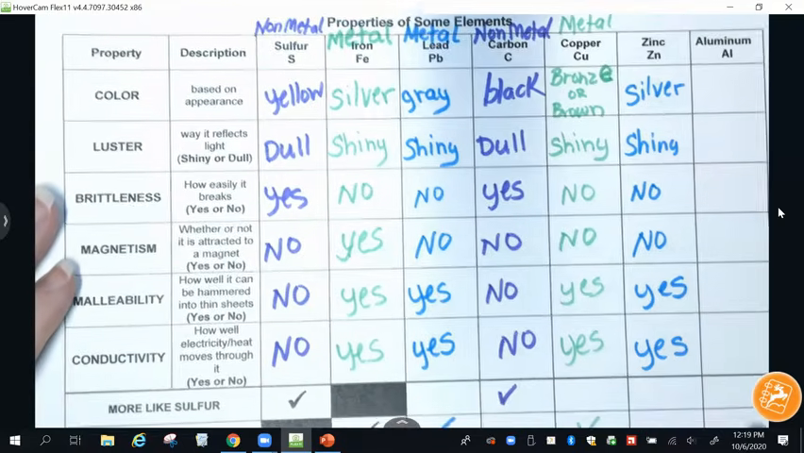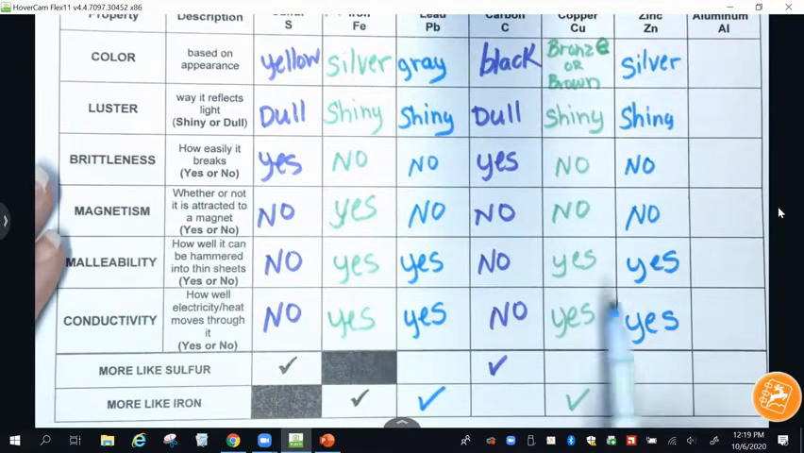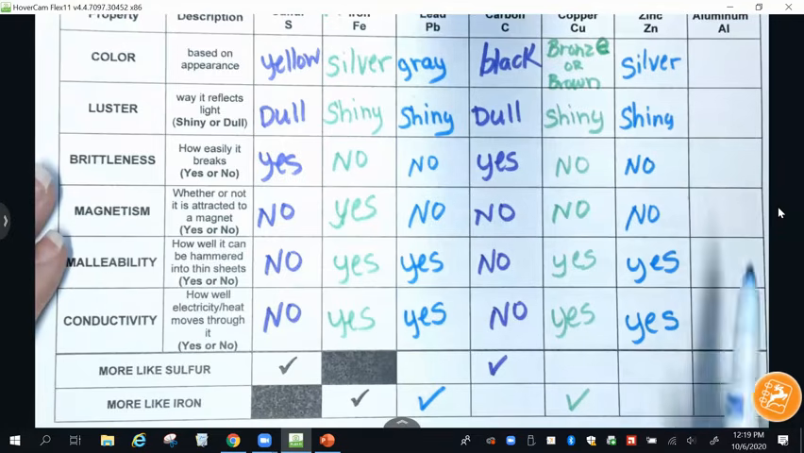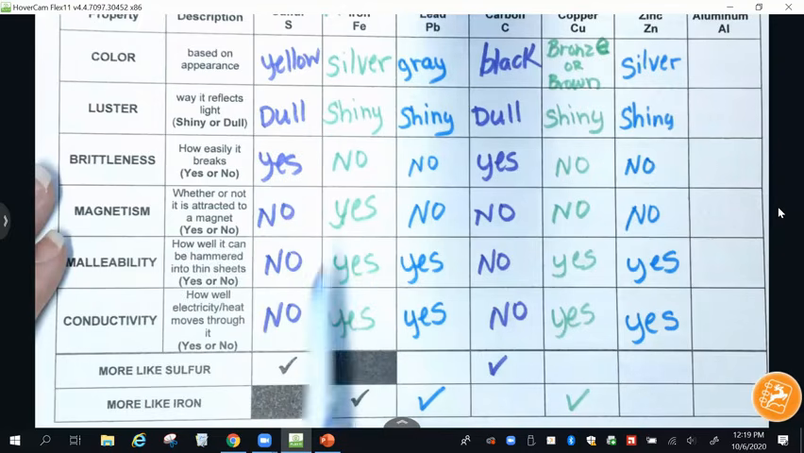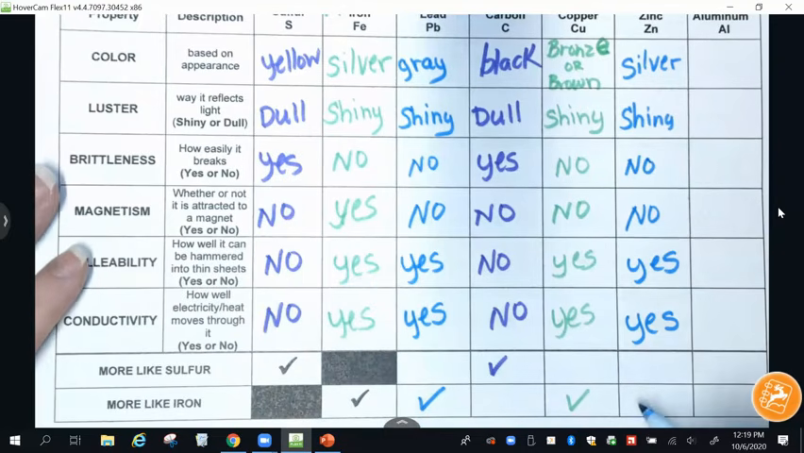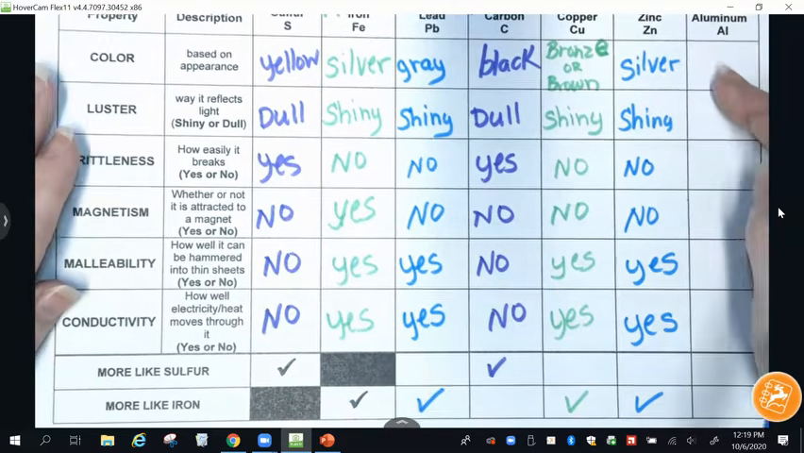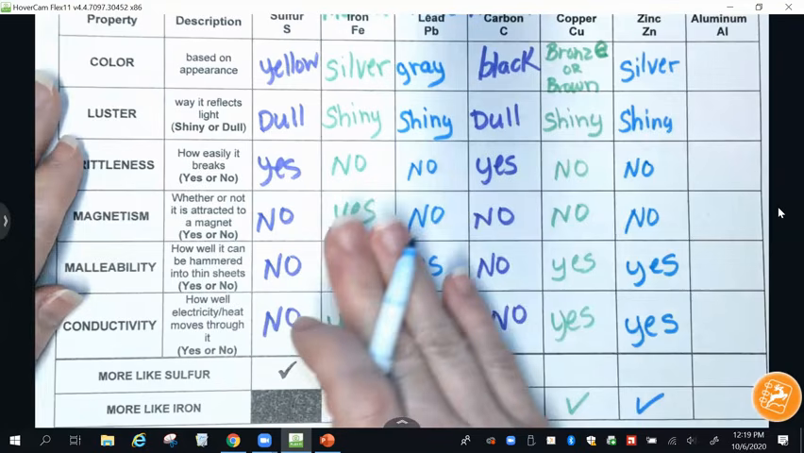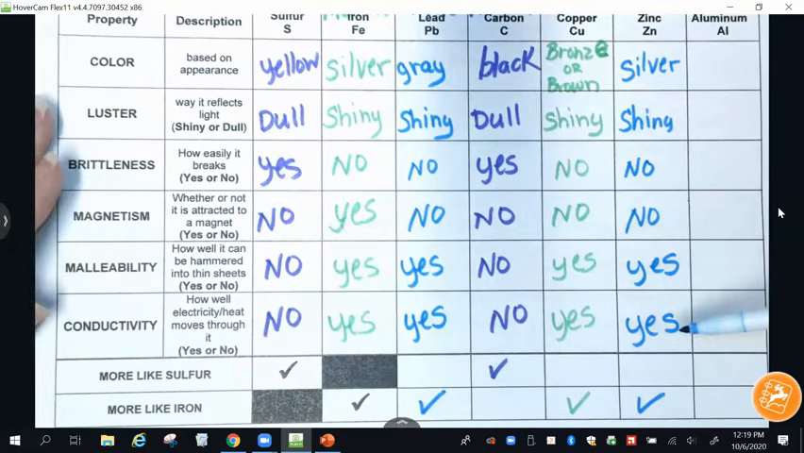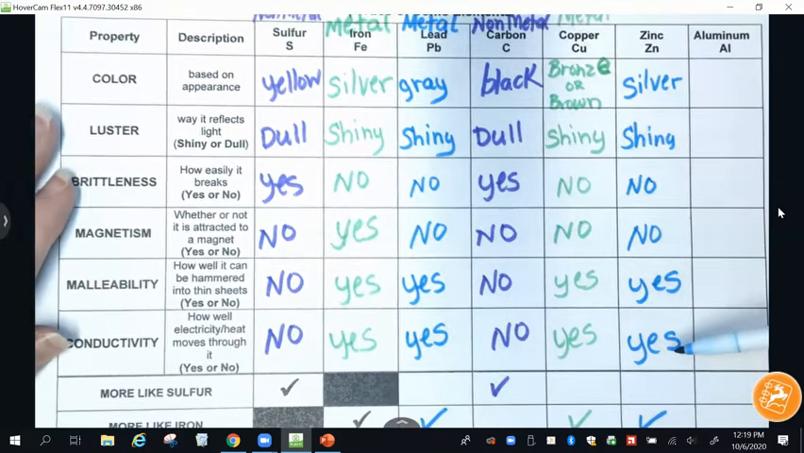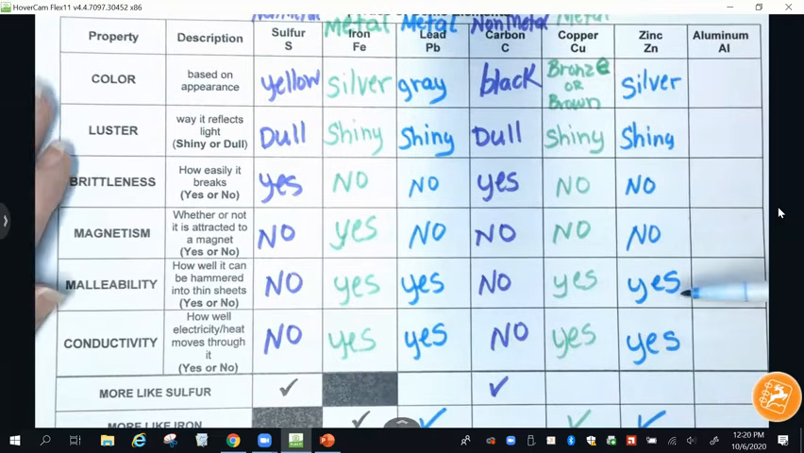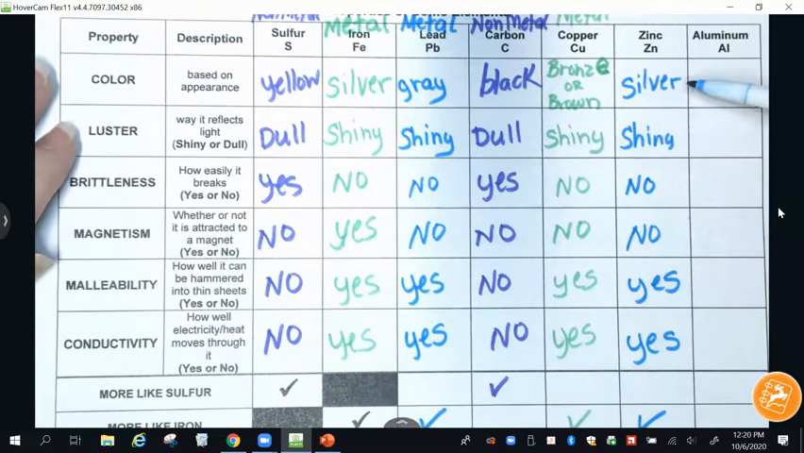Now at the bottom, you have to compare it to the sulfur and the iron. Does zinc have more in common with sulfur or more in common with iron? Definitely with iron. So we're going to check that one off. Since it has more in common with iron, look at the properties: yes, it conducts electricity. Yes, it's malleable. No, it's not attracted to a magnet. It's not brittle. It is shiny, and it's silver.